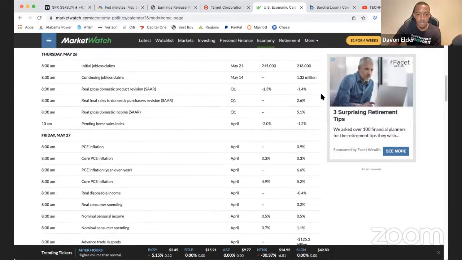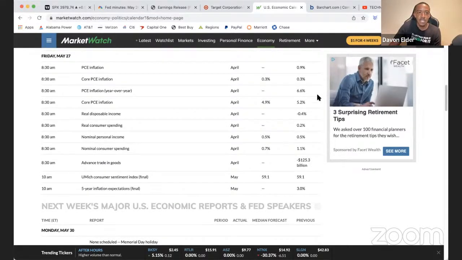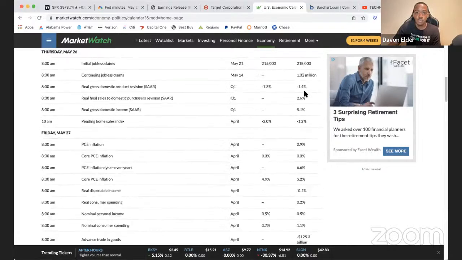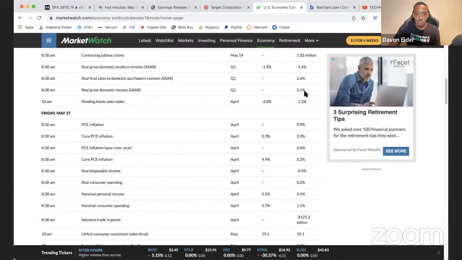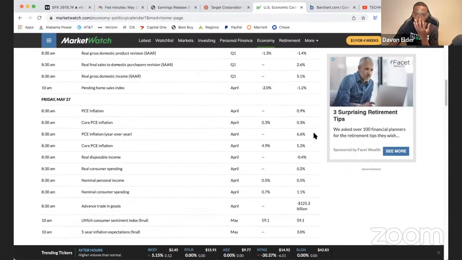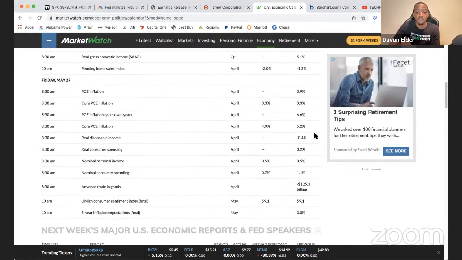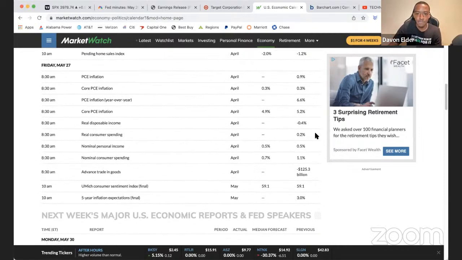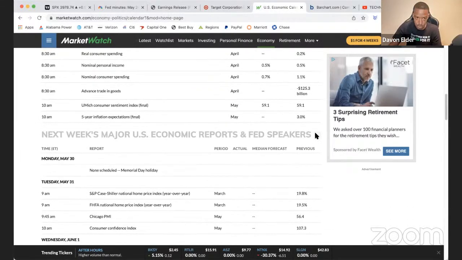Keep that in mind. Friday, PCE inflation. This is the measure that the Federal Reserve uses to determine the interest rates. If PCE inflation is right in line, or if it's shown that it's peaked, or if it hasn't increased too much, what's probably going to happen is that the Fed is going to feel good about the economy, because remember, we need the inflation to come down. As long as the inflation is coming down, that's good.